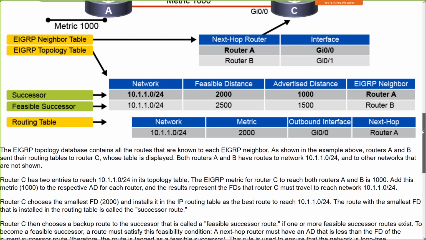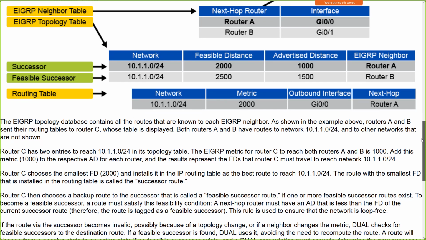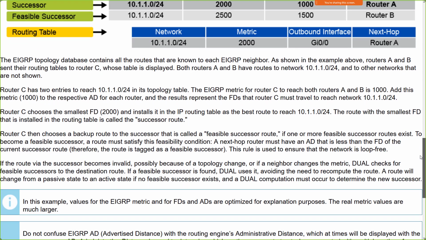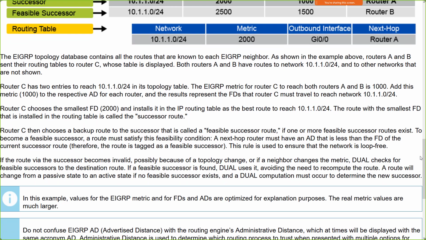And by the way, that would show up in the topology database as a feasible successor. It doesn't specifically say, hey, this is a feasible successor, but if you do a show ip eigrp topology, all you're going to see are successors and feasible successors. You will not see routes that do not qualify. There are other candidates, we call them route candidates, but they don't qualify, so they don't show up in the topology table using that command.